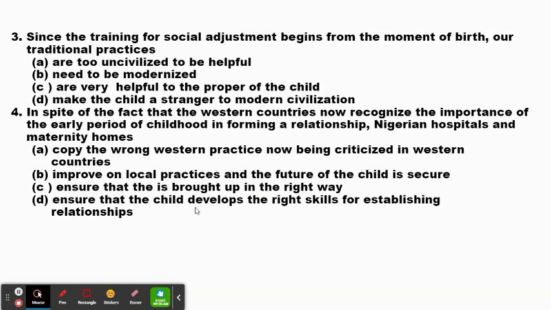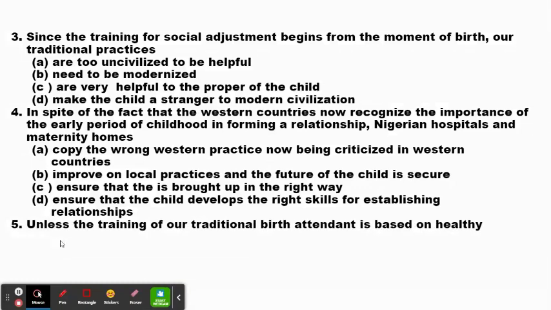So reading more questions, we discover that the passage is about childhood, you know, the importance of early childhood in forming a relationship, and how Nigerian hospitals and maternity homes react to this. So you see, we learn about Western practice, how Western countries handle the issue, and how Nigerian hospitals and maternity homes handle the issue. So we already have a picture of what the passage is about. Now let's read the last question, question number 5.